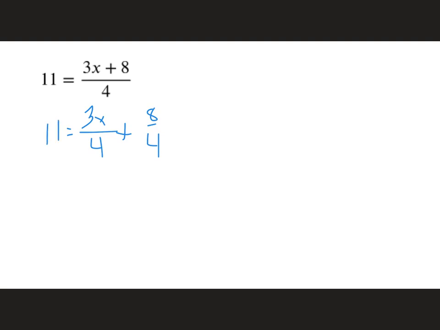So the 8 over 4 would be fairly simple to do, but 3x over 4, although you could do it, you could end up with 3/4 x plus 2. So you can pull the x out to the side and just call it 3/4. So that's one option, is to distribute.